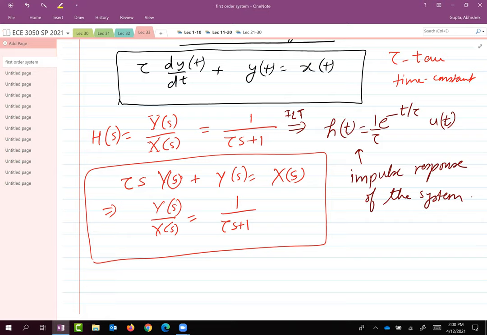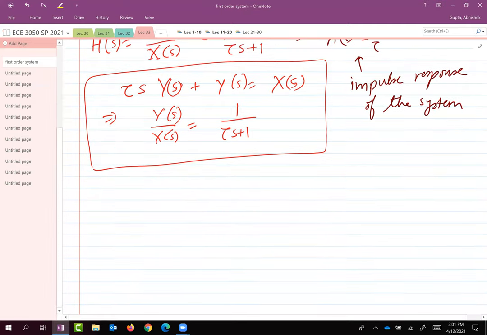It's just a matter of writing the H of S and looking up the inverse Laplace transform table to find out what the H of t, the impulse response of the system, looks like. So knowing all this mathematical machinery that we have developed over this course, it has reduced the time to compute the impulse response from 40 minutes or 30 minutes to a matter of a few seconds.